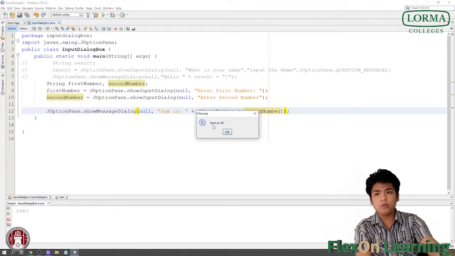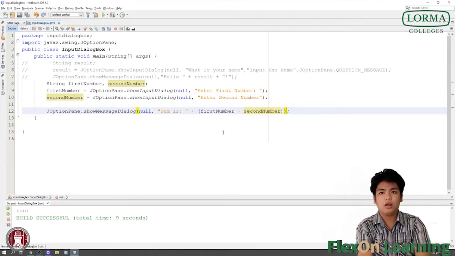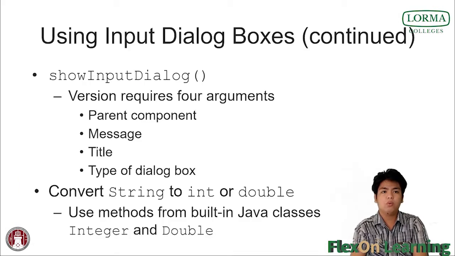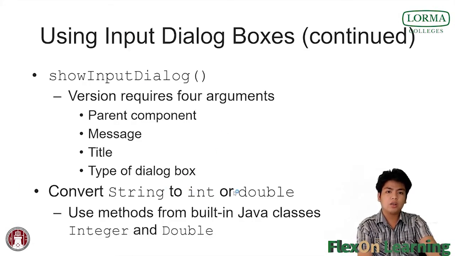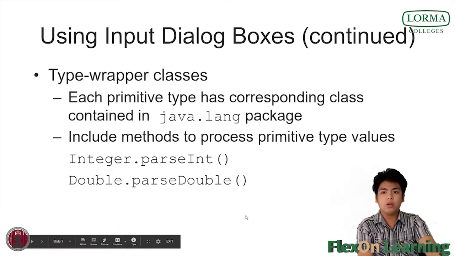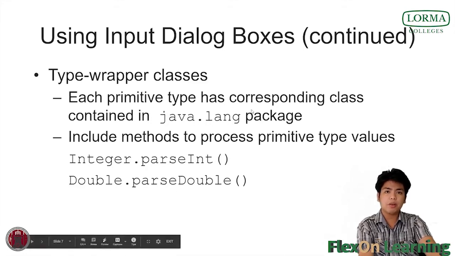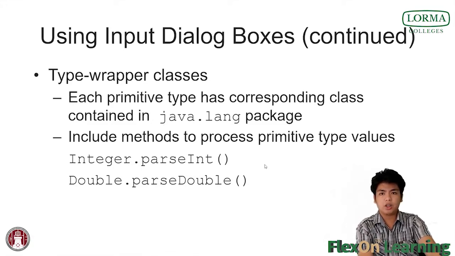So to convert now our strings into integers or numbers, we actually have a way for that conversion. Convert strings to int or double. Use these methods from the built-in Java classes Integer and Double. We call them type wrapper classes. Each primitive type has a corresponding class contained in the java.lang package. This includes our methods for processing primitive type values.